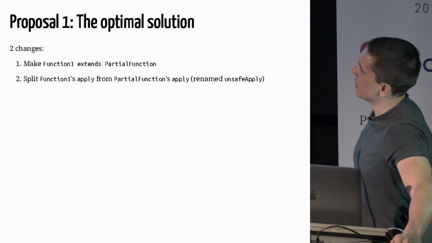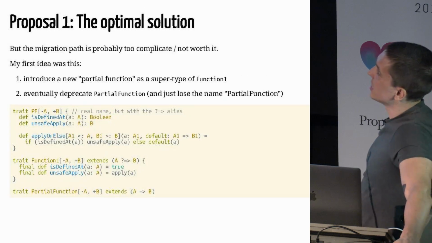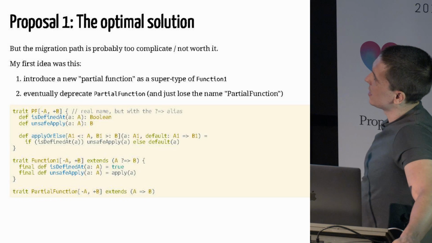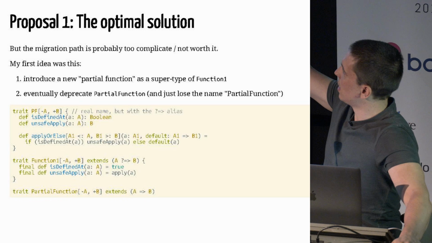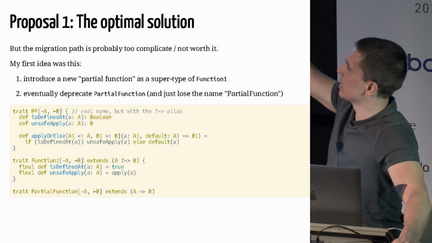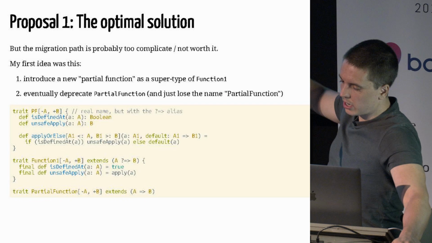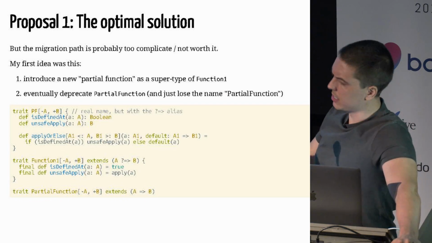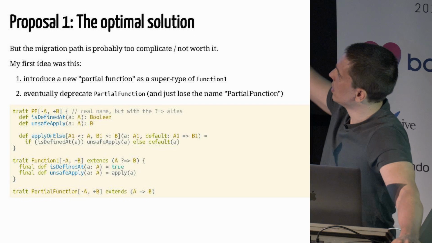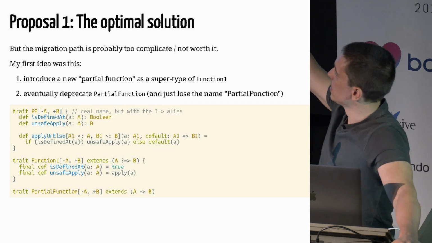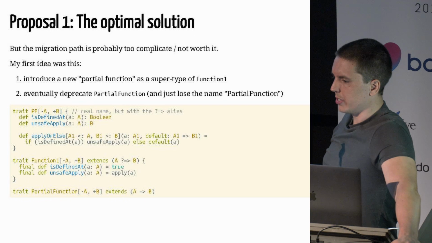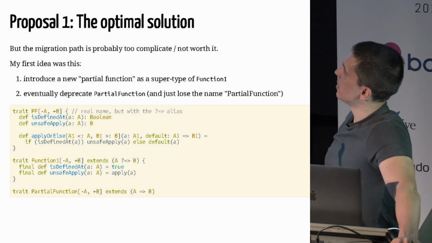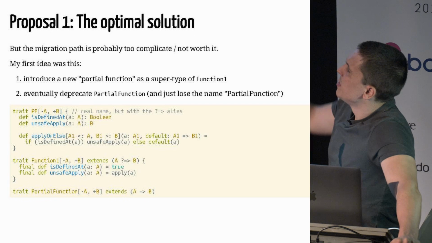So something like this, it might be called PF, right? Nice and short. I can use it a bunch of times in my slide. So function 1 would extend PF, and then the old partial function would extend function 1. Additionally, and this is not just this proposal, all my proposals for partial function, we could also add the alias with the question mark equals greater than in the compiler with the same exemption that function 1 gets, so it's right associative.